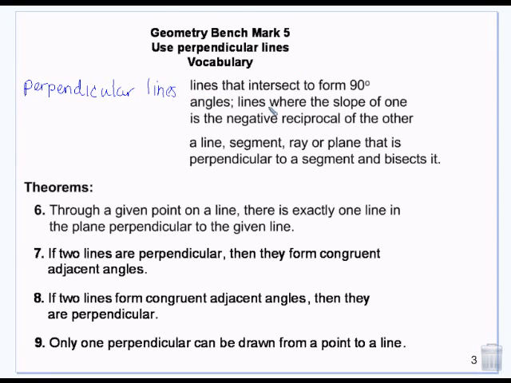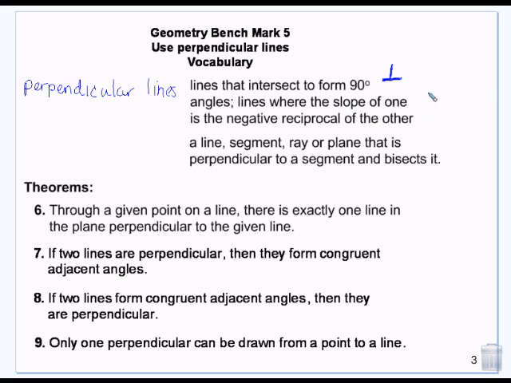Perpendicular lines are lines that intersect and form 90-degree angles. So, right angles. And the slopes are negative reciprocals of each other. The symbol for perpendicular is an upside down T. So you don't actually have to write the word perpendicular anymore. You can just do the upside down T. I will know what you're talking about.